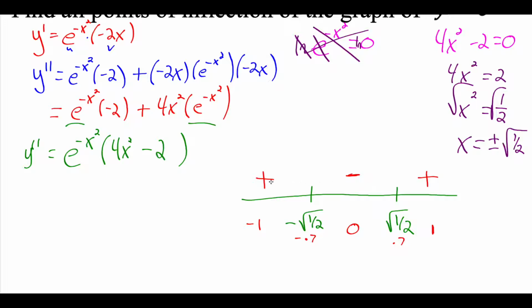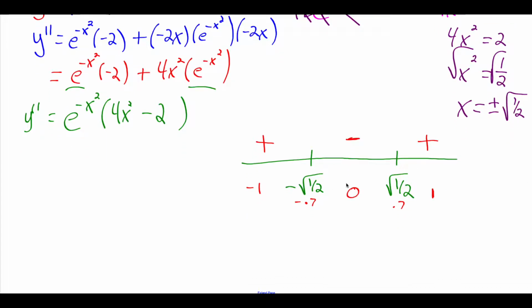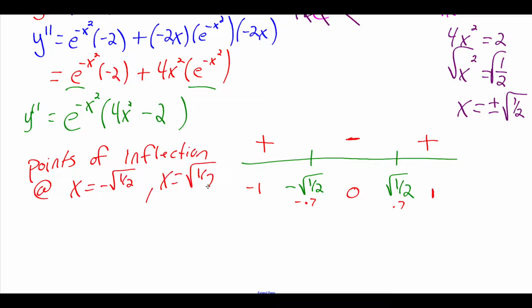So we can see from our sign chart, our graph is concave up on the far left-hand side, concave down in the middle, and then concave up again on the right-hand side. So we have points of inflection happening at negative square root of a half and positive square root of a half. Now, to figure out what those points actually are, we're going to take each one of these x values and we'll have to plug it back into the original function. So just a reminder, our original function was y equals e to the negative x squared.